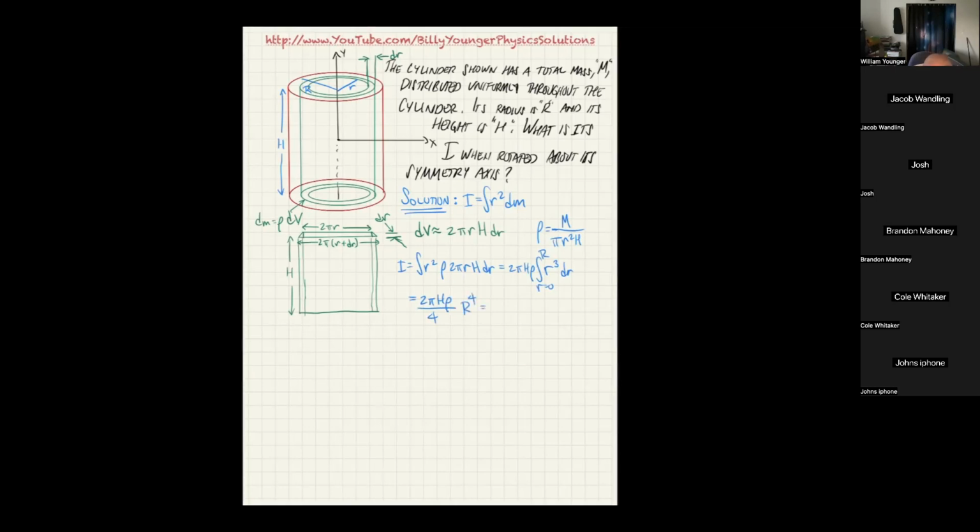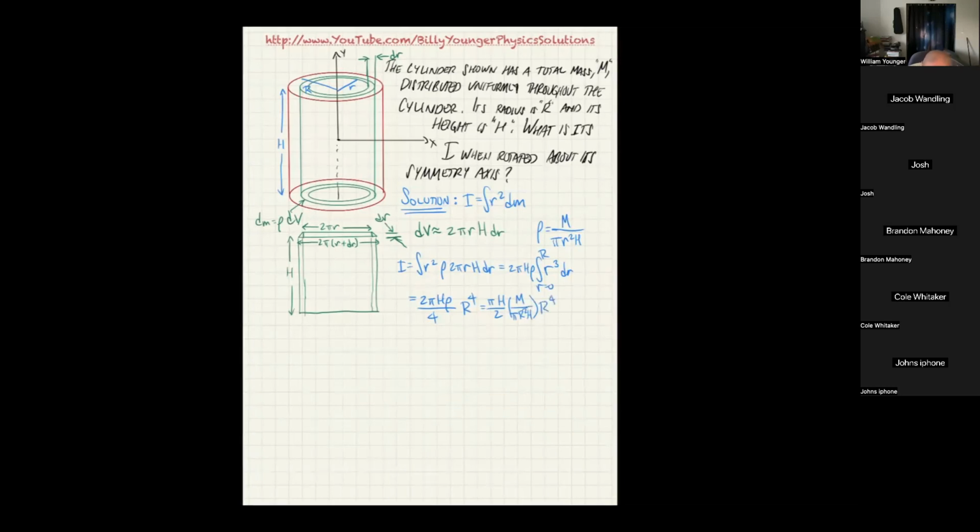Now I can plug in all my stuff, specifically my rho. Notice the 2 already cancels out with the 4 downstairs. So I'm going to say pi h over 2, because the 2 canceled out with the 4 in the bottom, unless you left the 2 in the bottom. Now I'm going to write the rho, which is m over pi r squared h. And now I'm going to write the r to the 4th.